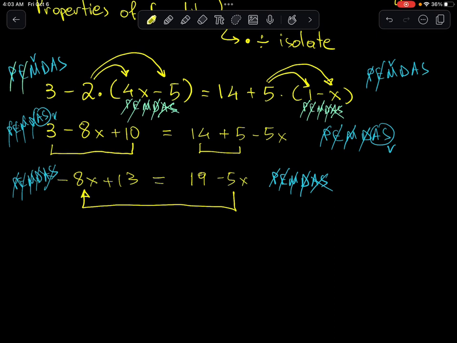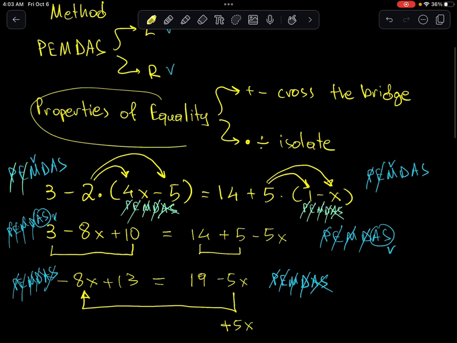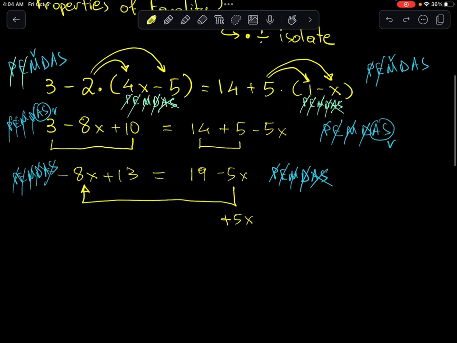Okay, how do I move the negative 5x from right to left? First, I have to eliminate it from the right. So therefore, I'm going to add 5x. But you have the properties of the equality that are telling us if you add something on one side, you have to add it on the other side. Otherwise, you're going to destroy the equality. You destroy the balance. So I have to add 5x on the other side.